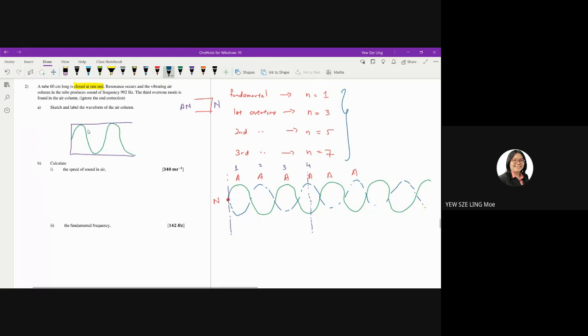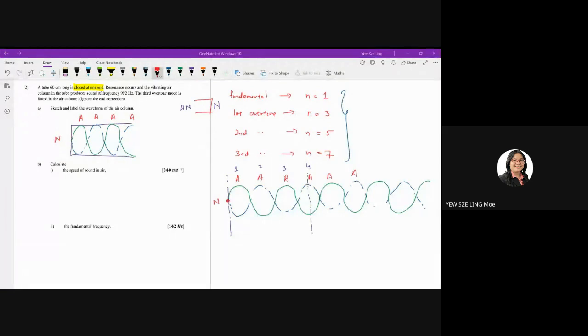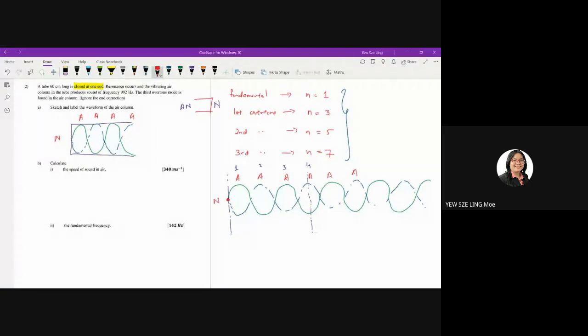So I'm going to sketch the wave in the opposite direction. Right now what I have here is I start from a node and then 1 antinode, 2 antinodes, 3 antinodes, 4 antinodes. Fundamental frequency, first overtone, second overtone, third overtone. So that is the right answer for question A. According to the question, the length of this closed-end pipe is 60 cm. So we have L equals 60 cm.